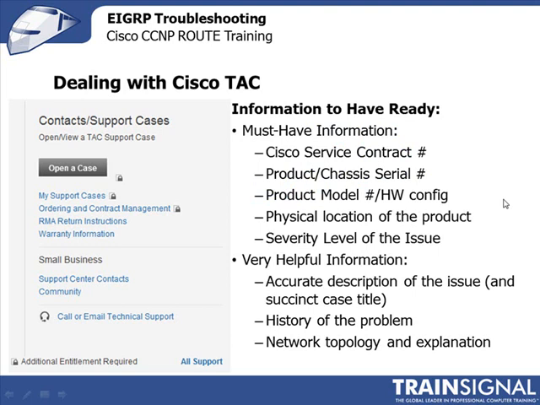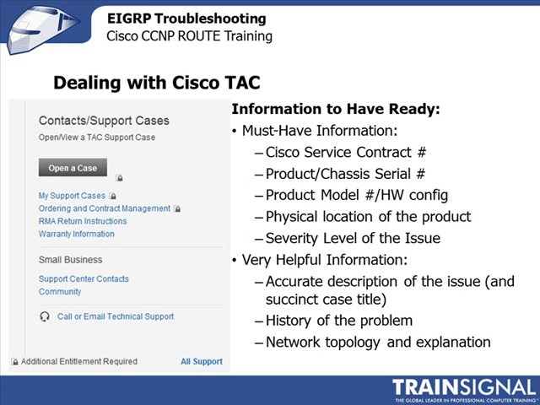There are a number of different pieces of information that are extremely helpful and in some cases critical to have when you're opening a Cisco Technical Assistance Center case. The first is what I would call must-have information, things that if you don't have it, it's going to slow things down dramatically. The first is your Cisco service contract number, and this specifically would be the SmartNet contract for the device you're calling about. If you have a Cisco Unified Communications problem and you're using something from your Cisco ASA firewall, it's not going to get you very far. So have the valid service contract number of the device you're calling about.